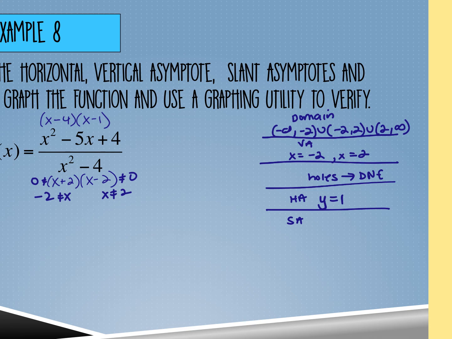Sure, it can be a fraction. Is there a slant asymptote? No. The exponent in the top is not one more than the bottom. And also remember, you can't have a horizontal and a slant. It's one or the other.